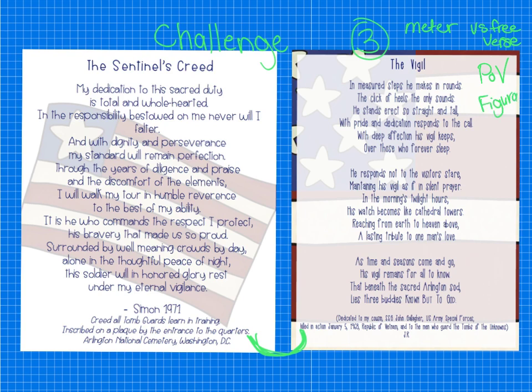I'd like to see you make some notes on 3 ways that you can compare these two poems using structural elements or some of the obvious differences. They're both poems, but they're both very different.